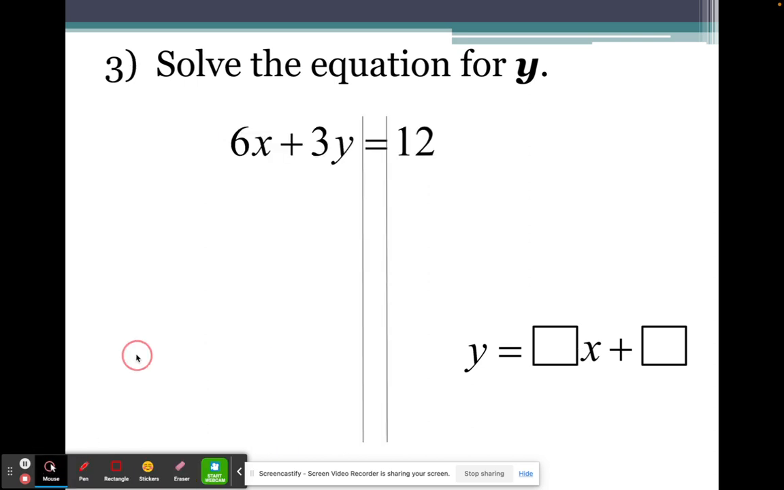Next example. 6x plus 3y equals 12. Again, I am solving for y. Notice all of these are written in the same format, y equals something x plus something. Later you'll hear mx plus b. That is our slope-intercept form of a linear equation. I need to get rid of this 6x first, so I'm going to subtract 6x from both sides.